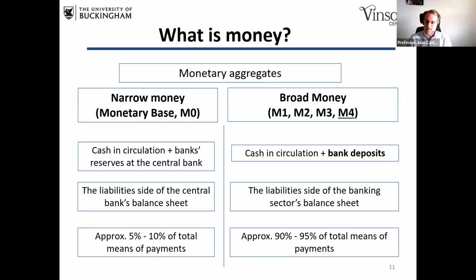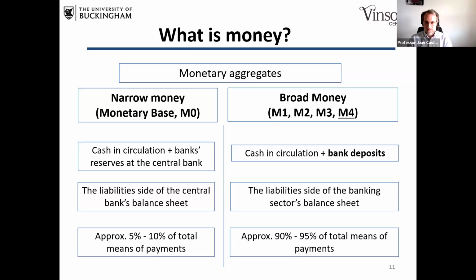So just to summarize, in a modern economy, we have different types of money. This is what we call monetary aggregates in the jargon. We can make a distinction between two different types, narrow money versus broad money. By narrow money, I mean the money created by the Bank of England or the National Central Bank. What we include in narrow money, which is also called the monetary base or M0, is cash in circulation plus banks' reserves at the Bank of England. That's what we call the liability side of the Bank of England's balance sheet.